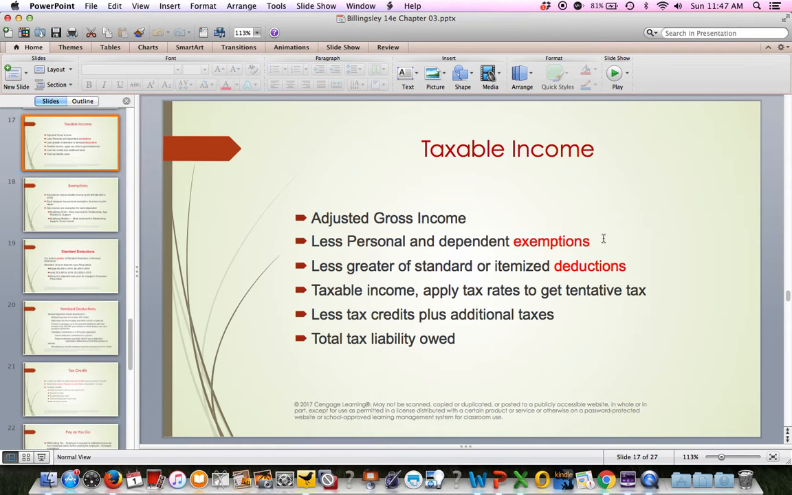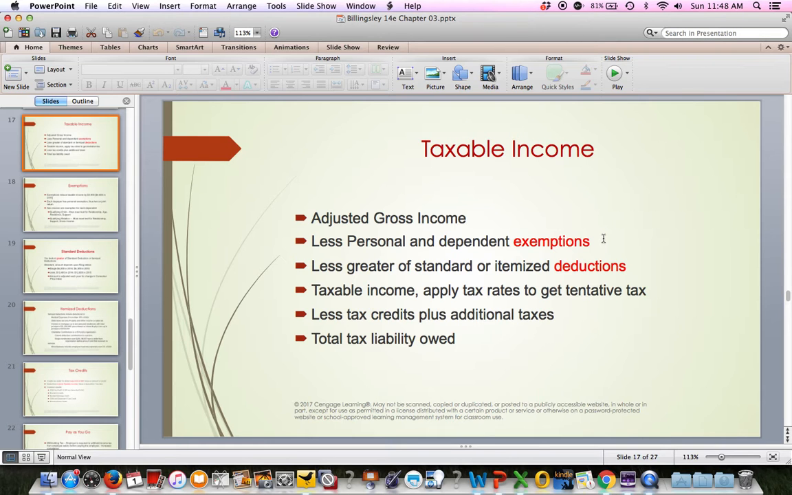So adjusted gross income minus what you see on the screen here, your personal exemptions and your deductions. You get personal and dependent exemptions, so the more people living in your household that are dependent on you, the more exemptions you get, which reduces your adjusted gross income. Then also your deductions. You can take either a standard or itemized deduction. If your itemized deductions are greater than your standard deduction, of course, you'll take your itemized.